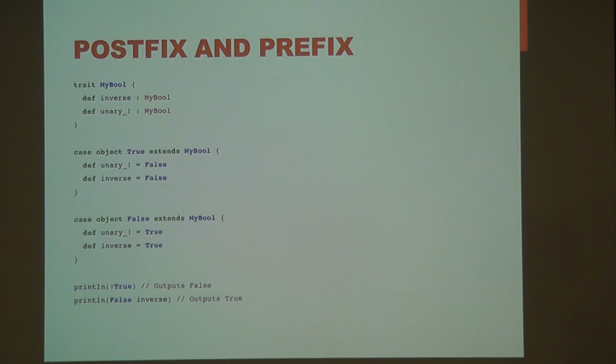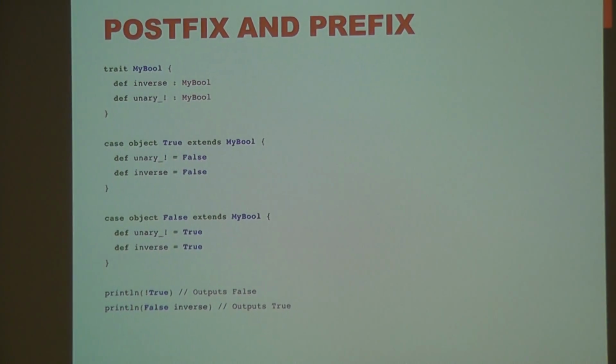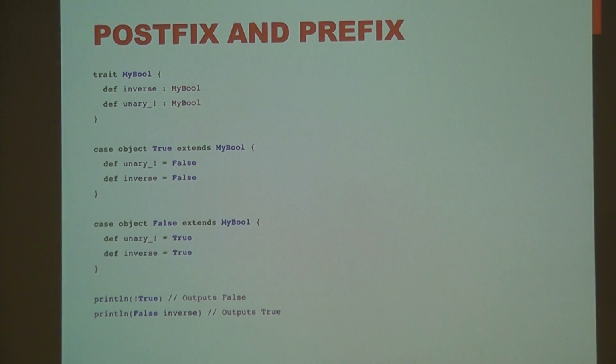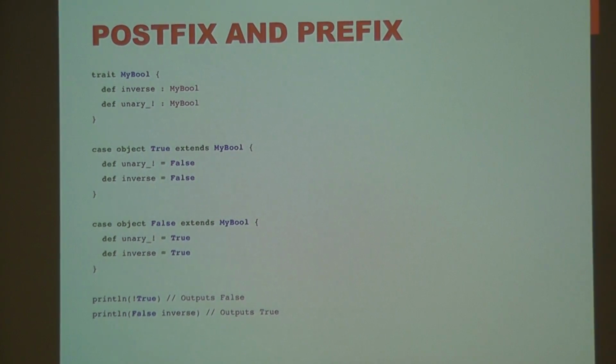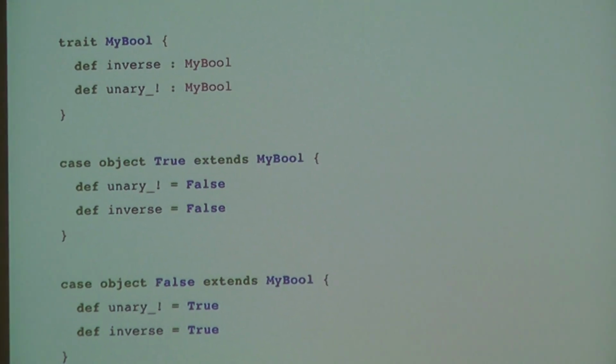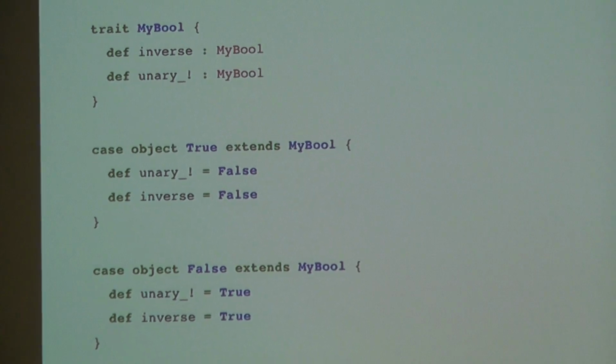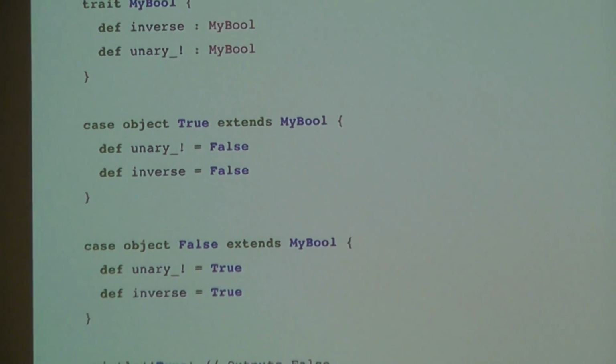And additionally, we can define postfix and prefix operators in Scala. So let's say we wanted to recreate the Boolean semantics, create our own Boolean class. And we want to talk about how we can invert the value. So we'll define some trait here, which is like an abstract base class, and define some syntactics, like inverse as a postfix operator, or unary bang as a prefix. Then define the concrete implementations. And now here we can say print line not true, get false, print false inverse, and get true.